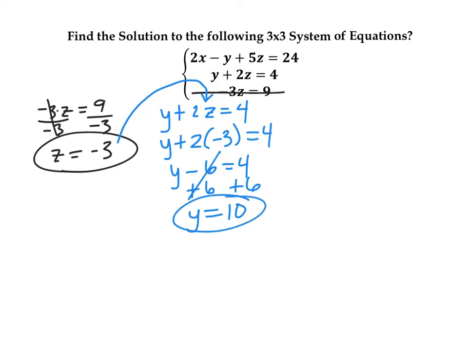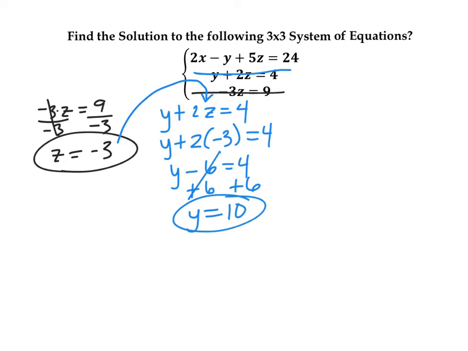Remember, because this is a 3x3, I am looking for 3 variables, 3 different parts of the answer. So now the only variable that is missing is the letter x. I've used both equations, and now on the last step, I'm going to use the last equation that I have not used yet, at the very top, to solve for the missing variable x. I'm going to take the z value and the y value and plug them into where they belong in this last equation.